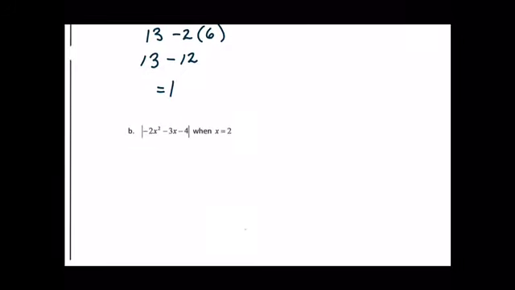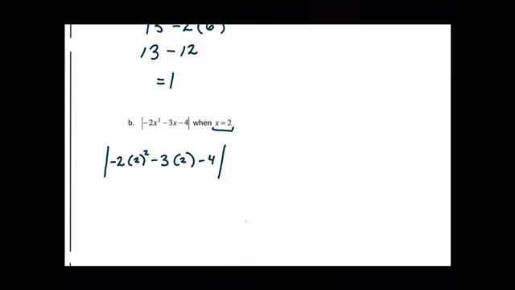So the last one is an absolute value again. It's just I have an x value that I'm going to substitute into my equation and then solve for it. So let's substitute x for 2 in. So I'm putting 2 in for x. Just like that. And now I'm going to do everything inside my absolute value first, and then I'm going to do the absolute value at the very end.